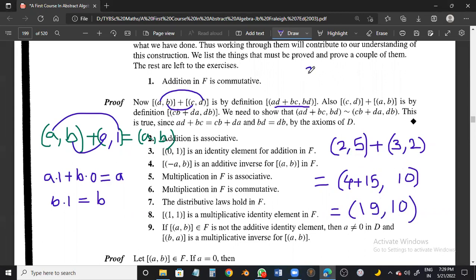Or in other words, I would like to go this way, which is quite familiar to us. How do we add here? What should it be? 2 2s are 4 plus 5 3s are 15. I got 19 in the first place. And this is 5 2s are 10. Followed me? 2 2s are 4 plus 3 5s are 15. This is 19. And 5 2s are 10. This is what you are getting. As usual, you just add two fractions. Same kind of thing we are dealing with here.